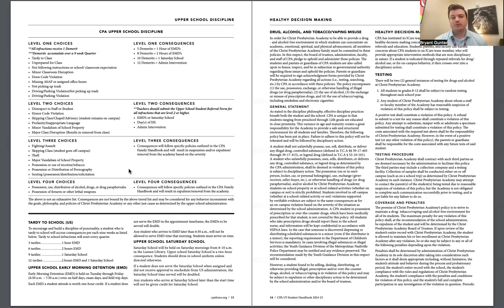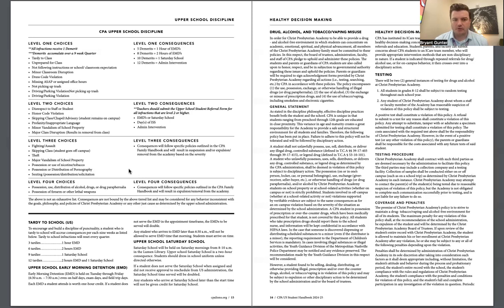As we move along, level 3 choices, what I want you to know is that for all level 3 choices, we have specific policies in our handbook. Examples of this would be fighting, skipping class, going off campus, theft, major vandalism, possession or use of nicotine/tobacco, or possession of or distribution of pornography or sexting. Those are all examples of level 3 choices.